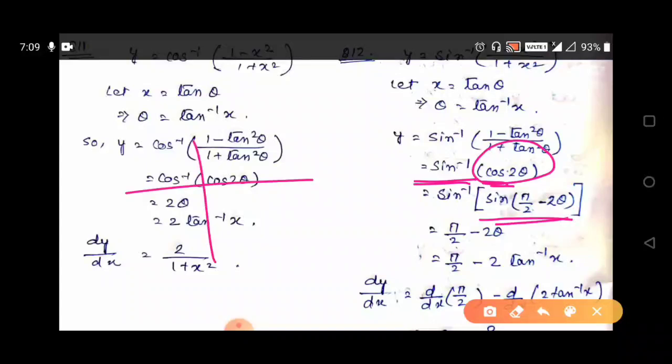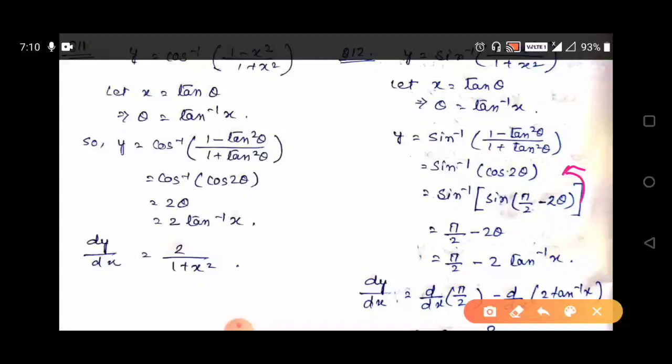Now, see, whenever we will write pi by 2, that means this is the odd multiple of 90 degrees. Whenever it is odd multiple of 90 degrees, sin will be changed to cos. Now, whenever it is pi by 2 minus 2 theta, it will be in the first quadrant, so it will be positive. So, from here we will get cos 2 theta. So, to cancel out sin, we will write cos 2 theta in this way. So, from this step we can write pi by 2 minus 2 theta.